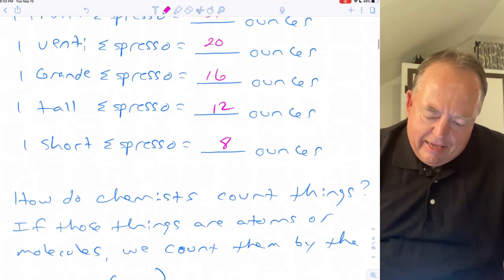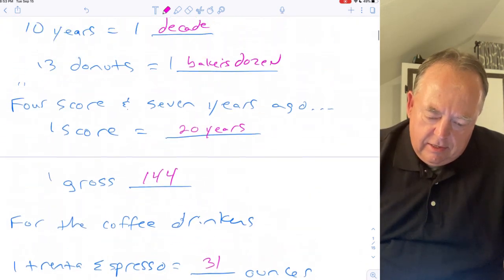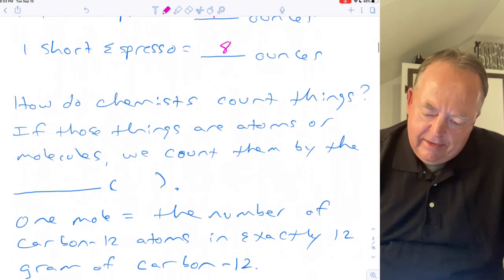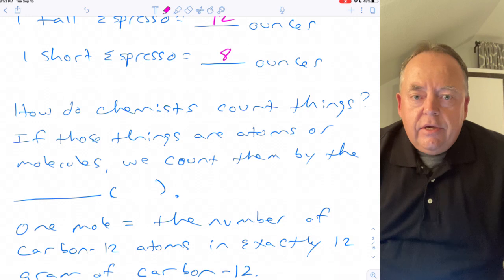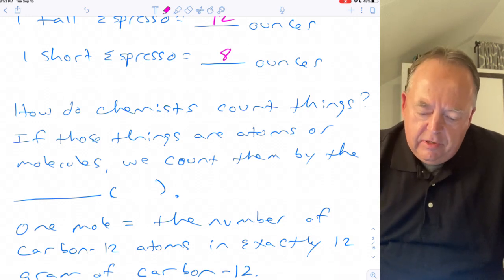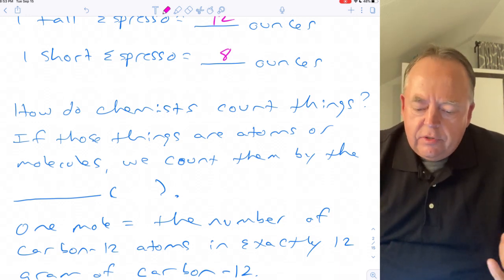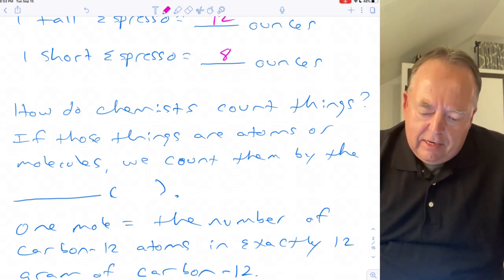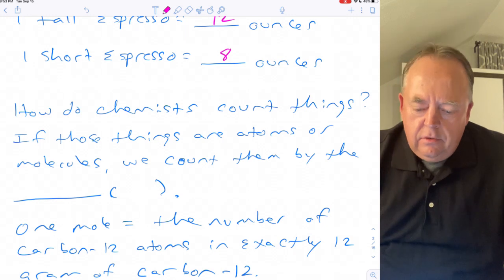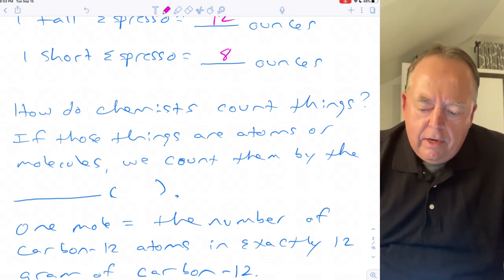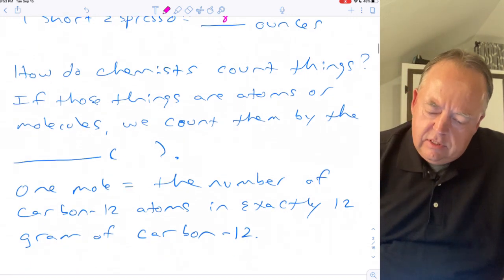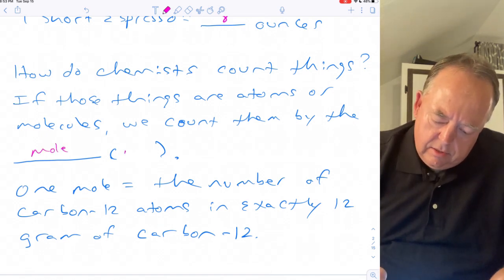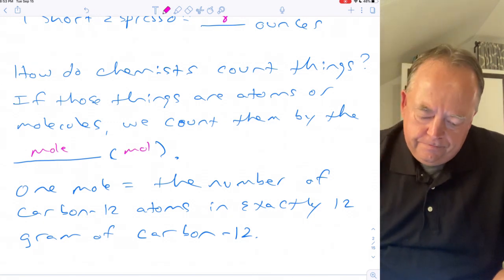So chemists tend to not count things by dozens or couples or pairs, especially if we're talking about things like atoms and molecules, right? Why not? It's because atoms and molecules are extremely small. If you had a couple of atoms, you couldn't see them, right? If you had a dozen atoms, you couldn't see them, not even with a microscope, because they're way, way, way too tiny. So chemists tend to count things by what's known as the mole, abbreviated mol.